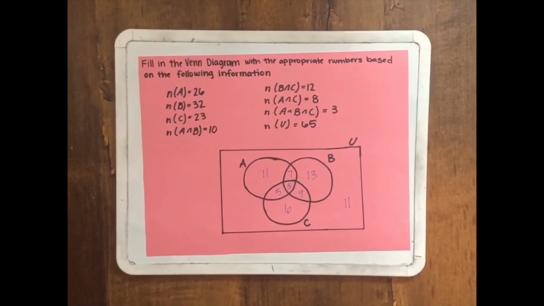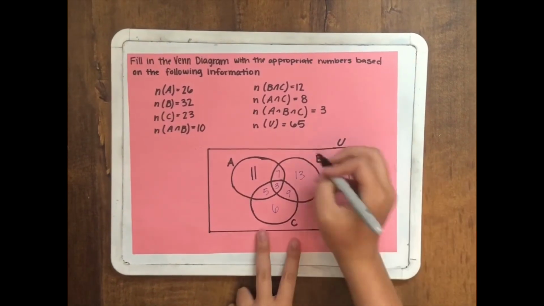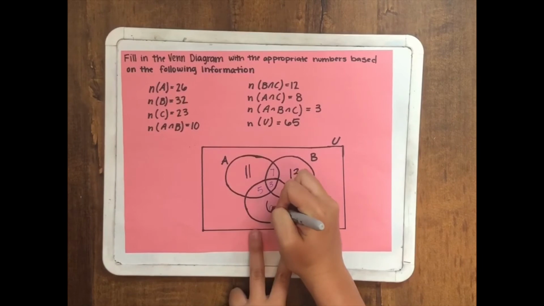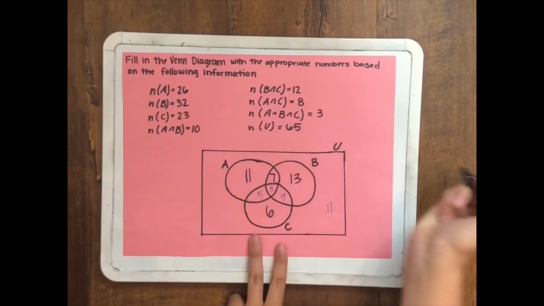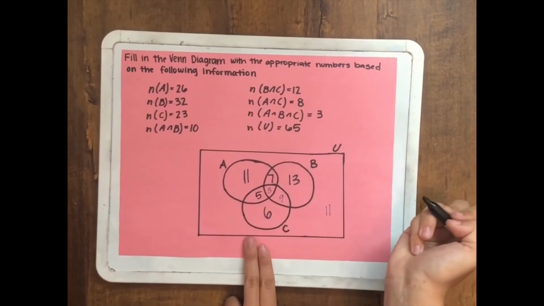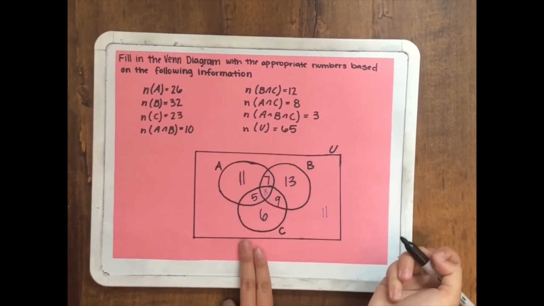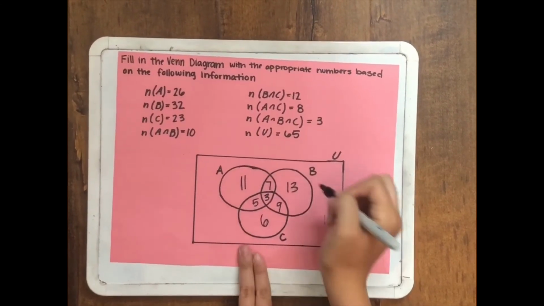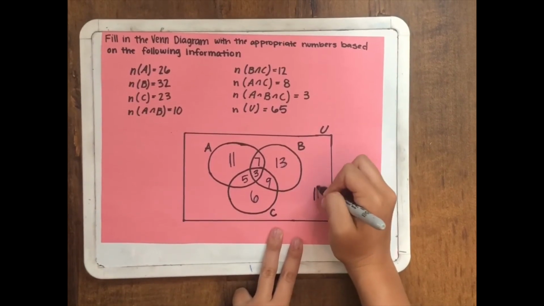So to recap, set A contains 11, set B contains 13, set C contains 6, the intersection of set A and B contains 7, the intersection of set A and C contains 5, and the intersection of set B and C contains 9. Lastly, the intersection of set A, B, and C is 3. And since this only adds up to 54, we know we're missing 11. So we write that outside in the box.